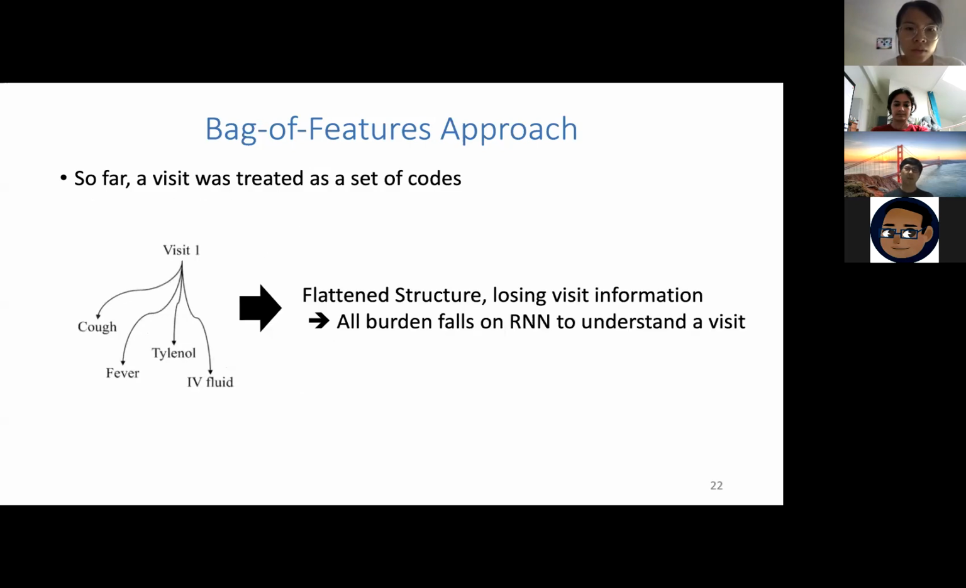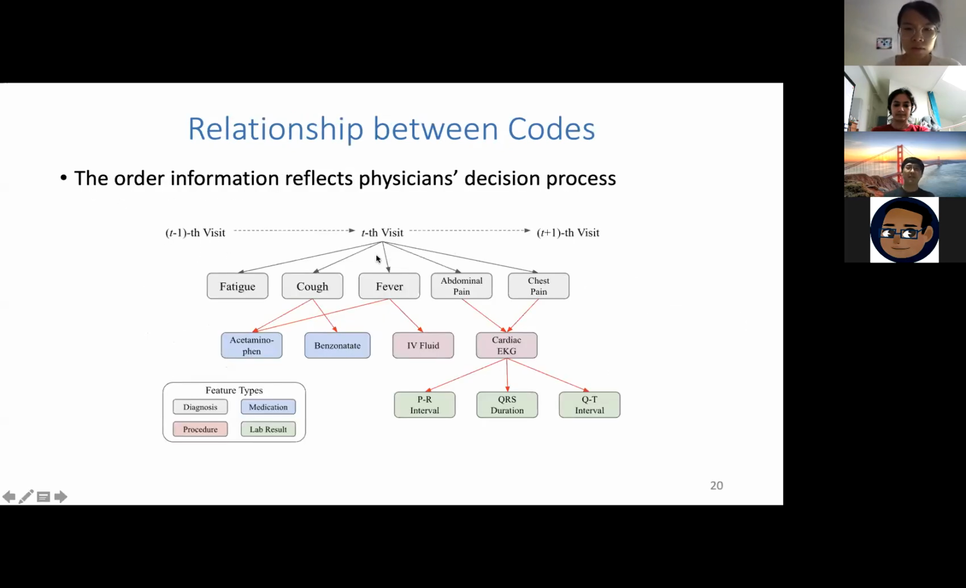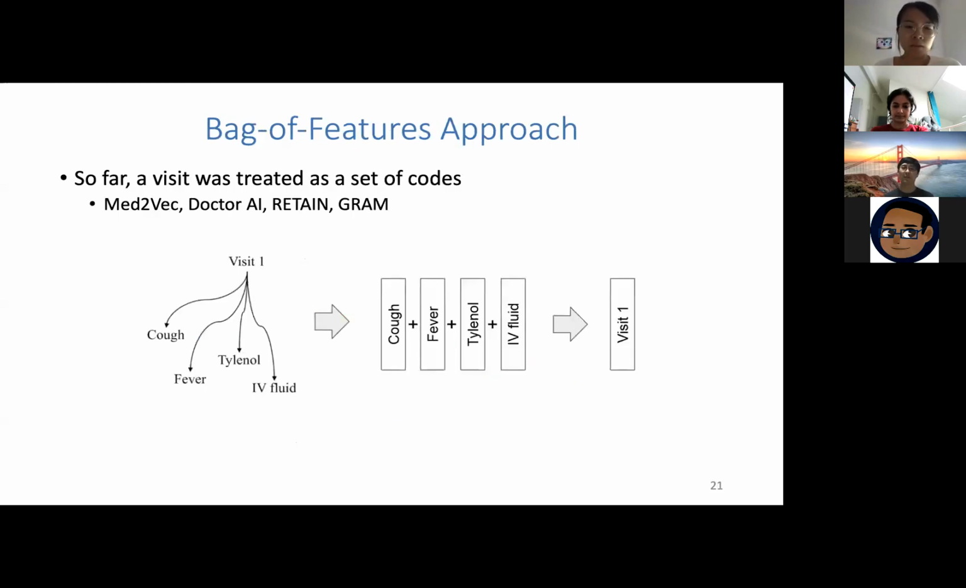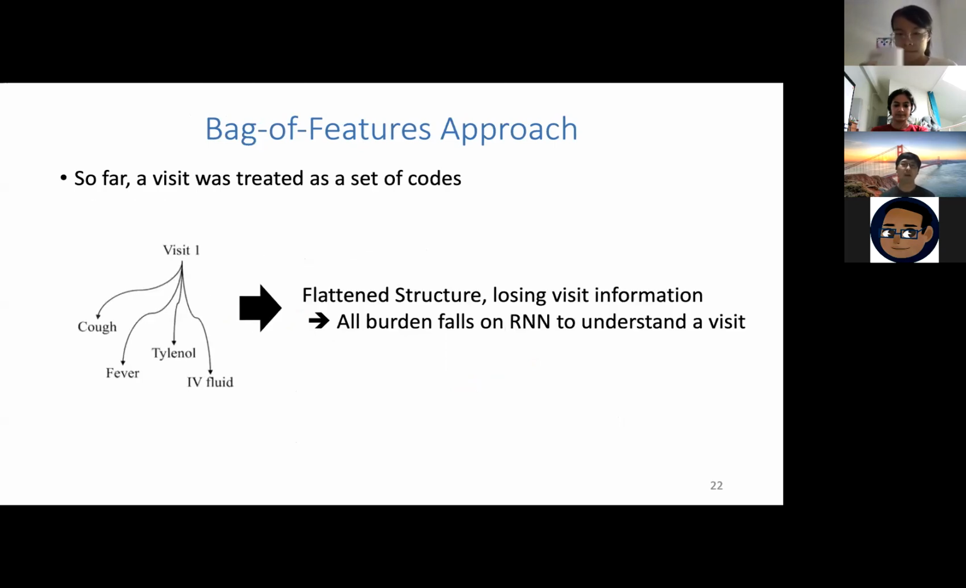But this is actually flattening the hierarchical structure. If there is a hierarchical structure, why not use it? Why should we compress it, flatten everything, and lose this valuable information? Because these red edges contain the physician's thought process or decision process. They do contain clinical information or clinical domain expertise. But if we do this, we're just throwing them all out. So it's probably a bad idea. And if you do this, all the burden falls on the RNN, or the upper layer where visit information is aggregated. All the burden falls on that part to figure out the relationship between multiple codes.